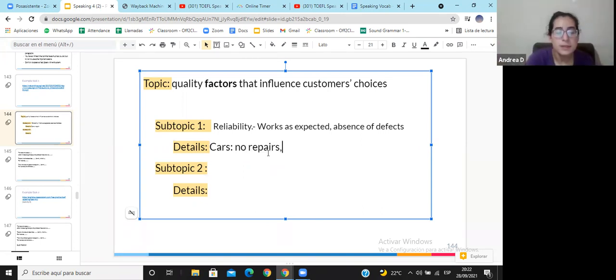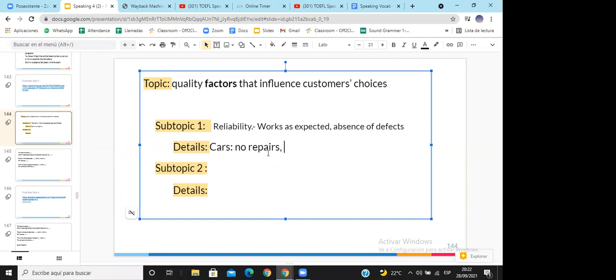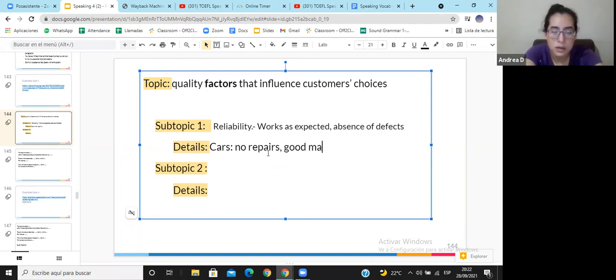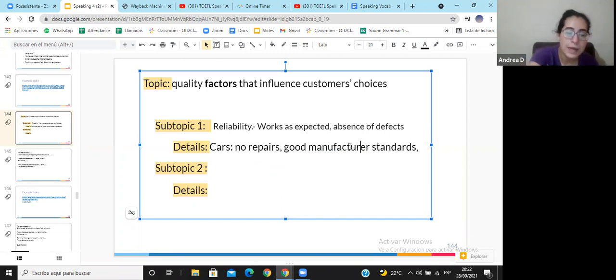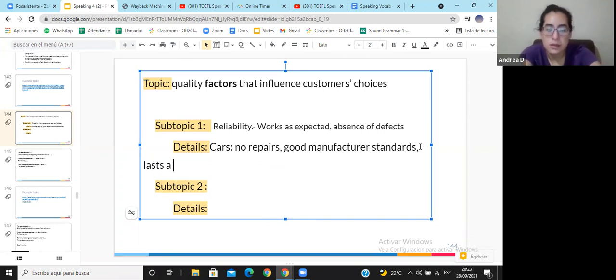Okay. So what else makes a reliable car? Does it need repairs? With the good manufacturer standards. Okay. Manufacturer standards. And it also lasts a reasonable amount of time, right? It lasts some time.